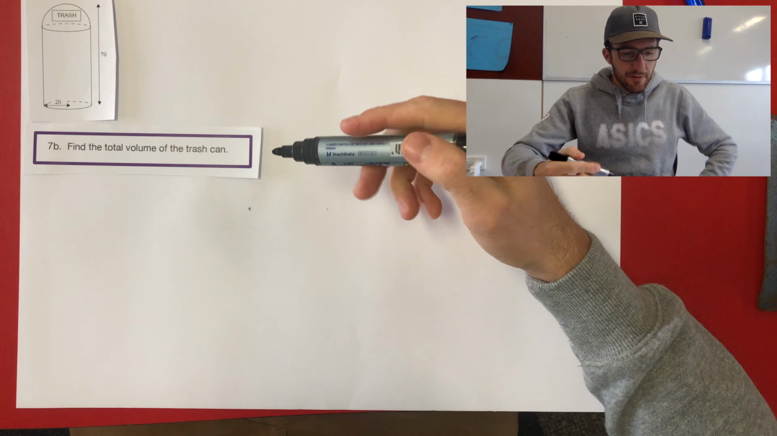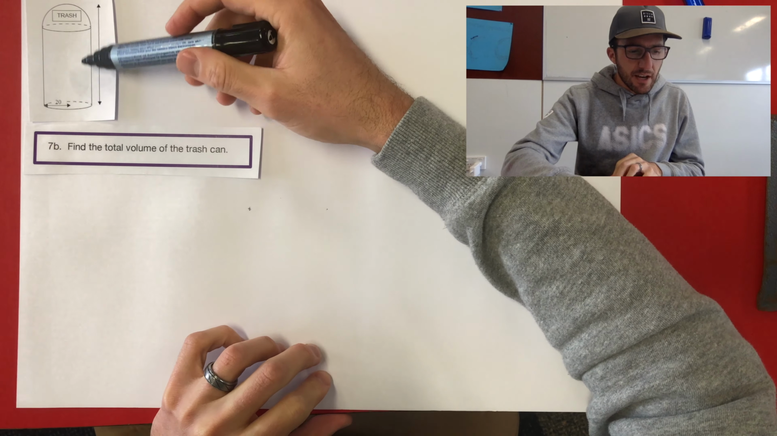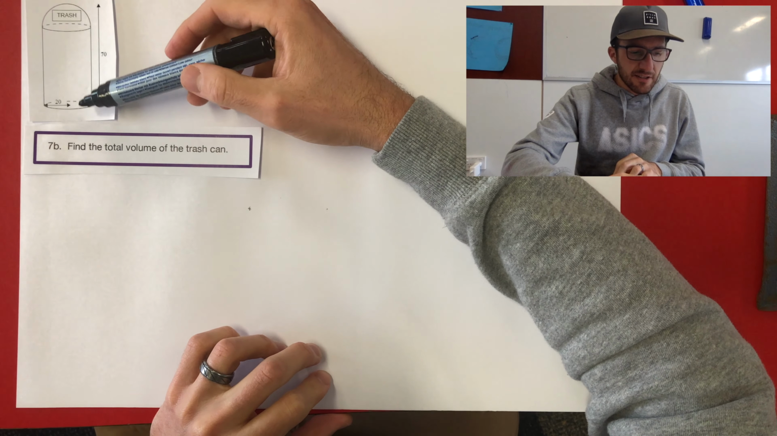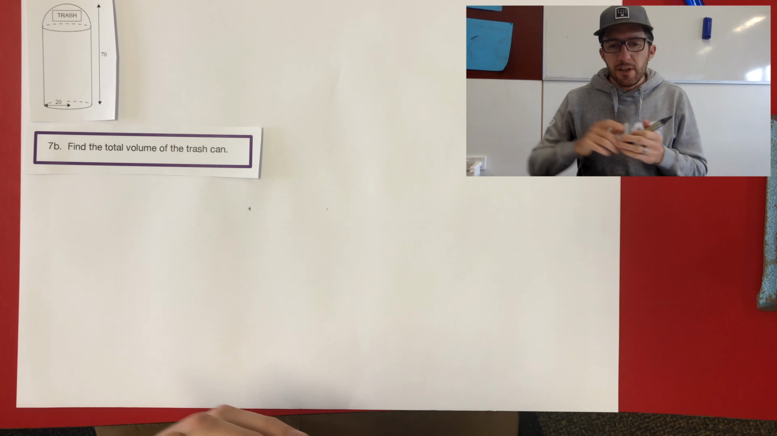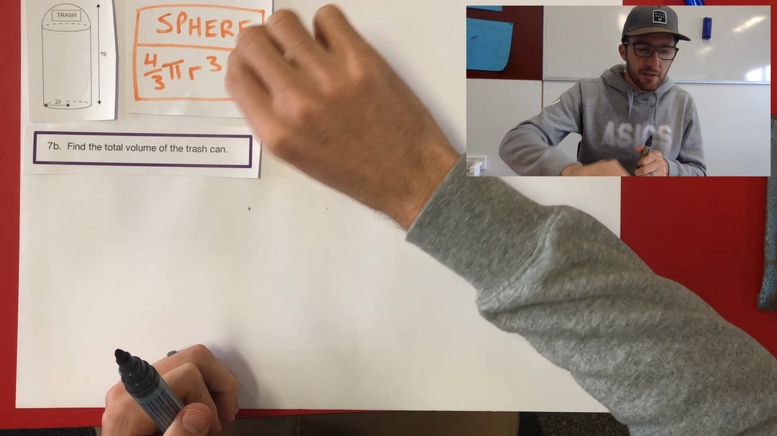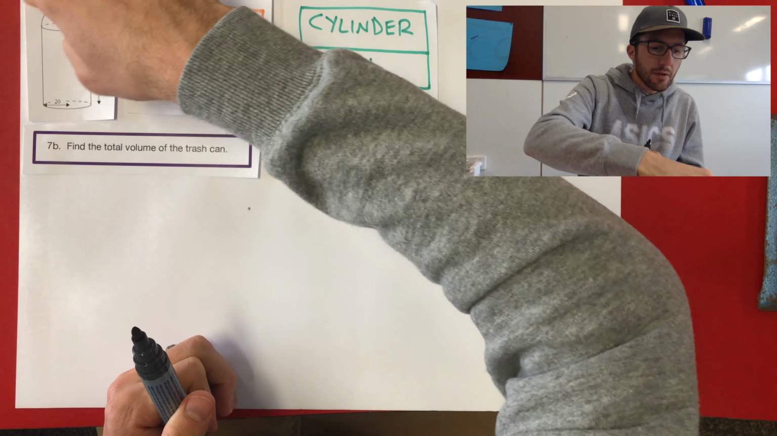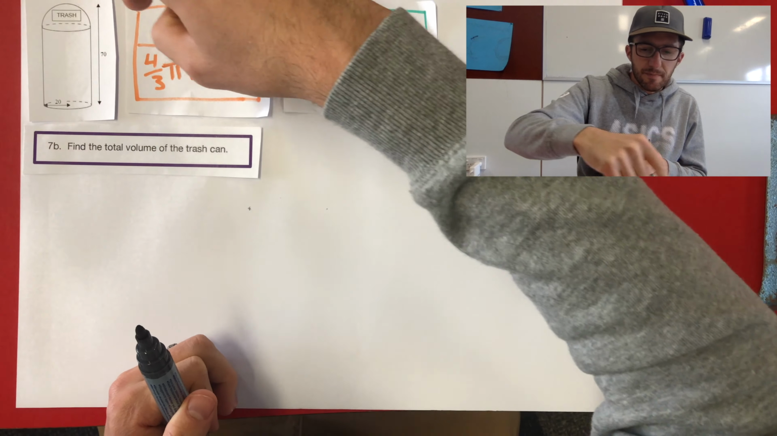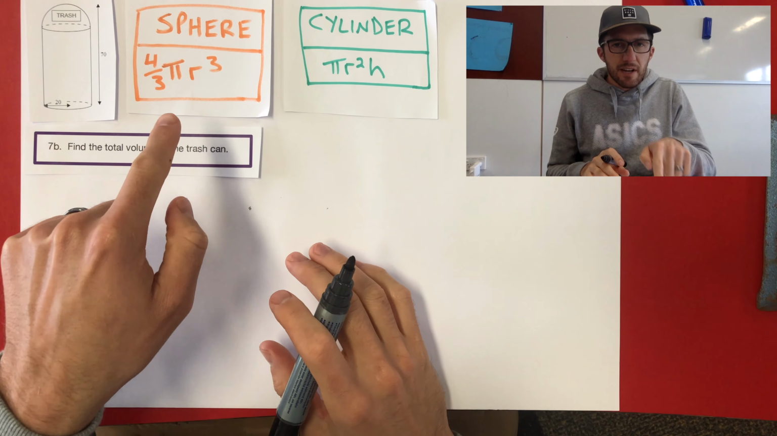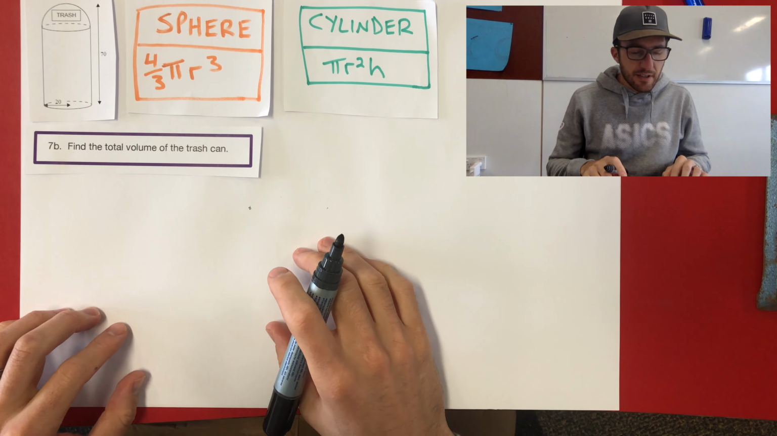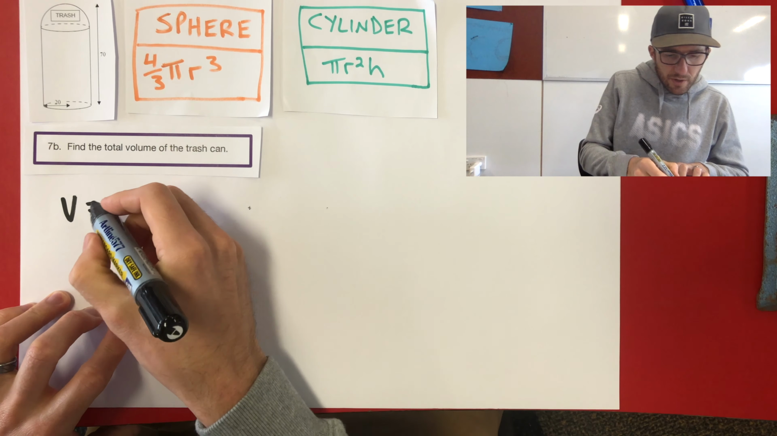Okay, part B, find the total volume of the trash can. Looking at our trash can, we already discussed in part A how it is made up of a cylinder and a hemisphere. So when we work out the volume, we need to think about the formulas of those shapes. Here we've got the formula for a sphere, which would be two lots of hemispheres, wouldn't it? And then we've got a cylinder. When we use this formula, we just need to remember to halve it, because we're only dealing with half a sphere.